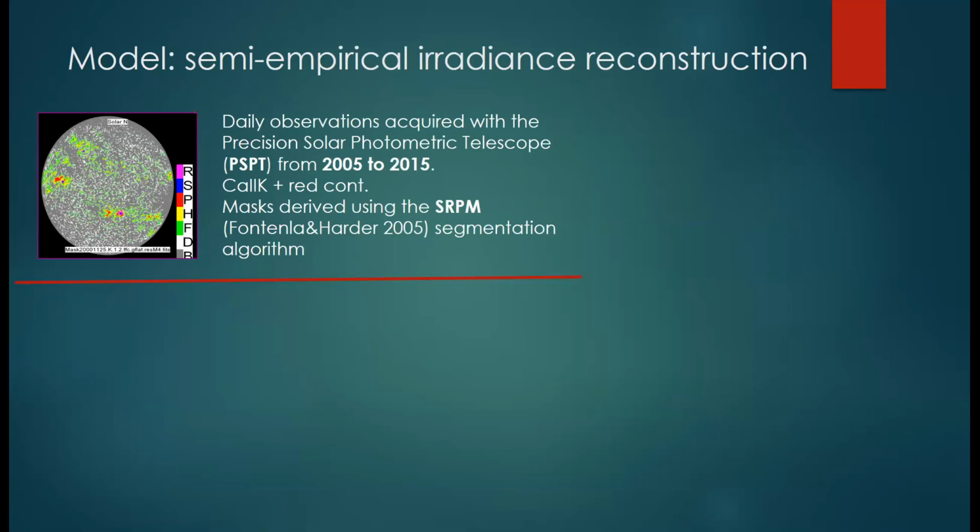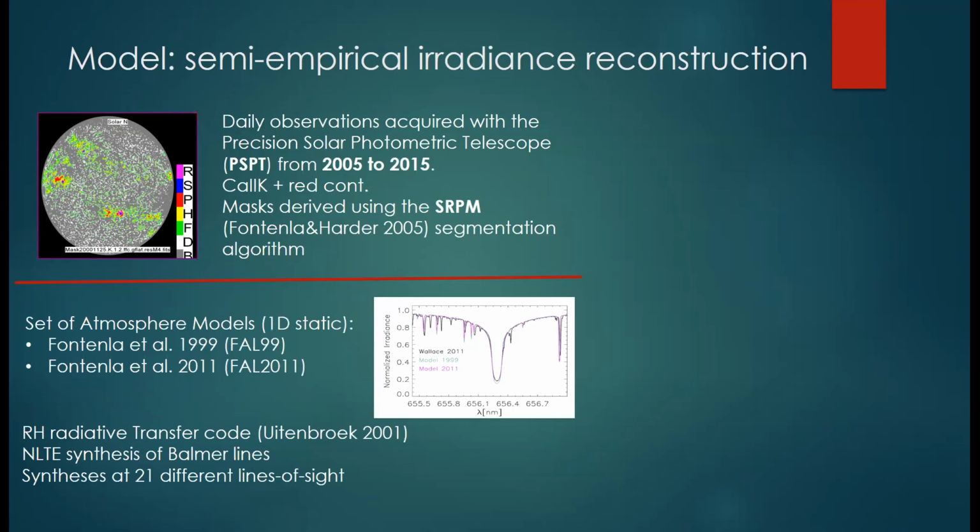For the model, we used a semi-empirical approach. Basically, we utilized full disk observations acquired with the Precision Solar Photometric Telescope between 2005 and 2015 to single out different types of quiet and active structures. We then utilized a radiative transfer code, in particular RH, to synthesize, in non-LTE, the Balmer lines. For the synthesis, we used two sets of atmosphere models. The first one published by Fontenla and collaborators in 1999. The second set of models published by Fontenla and collaborators in 2011.